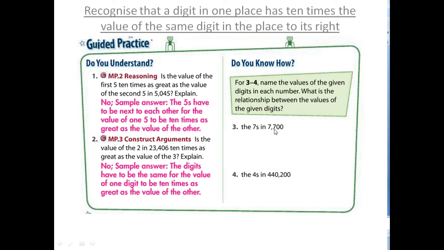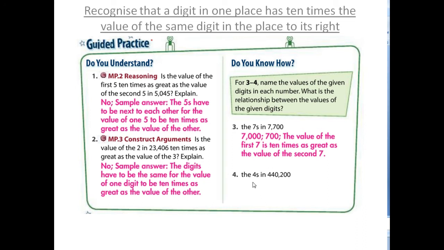What about the other 7? This 7 is in the fourth place value. Look, 1, 2, 3, 4, and as we studied, ones, tens, hundreds, thousands. How many zeros in 1,000? 3 zeros. So it's going to be 7,000. The value of this 7 is 7,000. The value of this 7 is 700. The first 7 is 10 times the second one beside it. Why? Because they are beside each other. Okay.